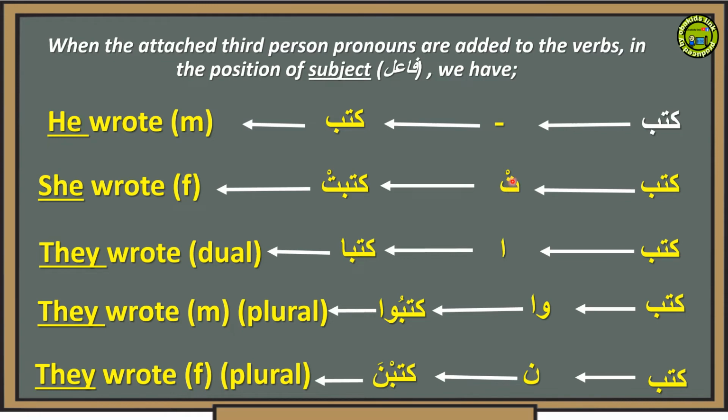The subject here is تاء. كتب plus ألف becomes كتبا, they wrote, for dual. So the subject here is ألف. كتب plus واو makes كتبوا, they wrote, for masculine plural. So the subject here is واو. كتب plus نون becomes كتبن, they wrote, for feminine plural. So the subject here is نون.